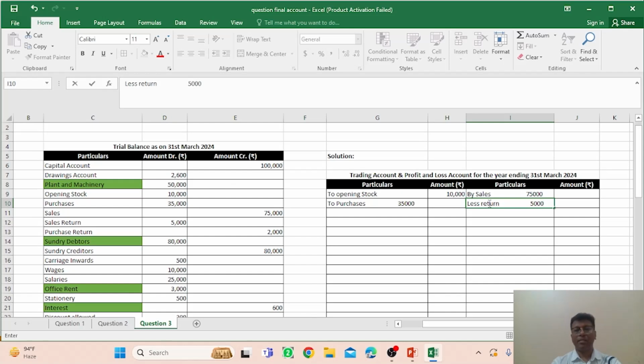So there is a method that you can calculate simultaneously this particular amount as you are solving the question, or otherwise you have to make all the calculation together after filling all the items from the capital account in the format of trading P&L and balance sheet. So we leave it, or otherwise you can solve it this time.